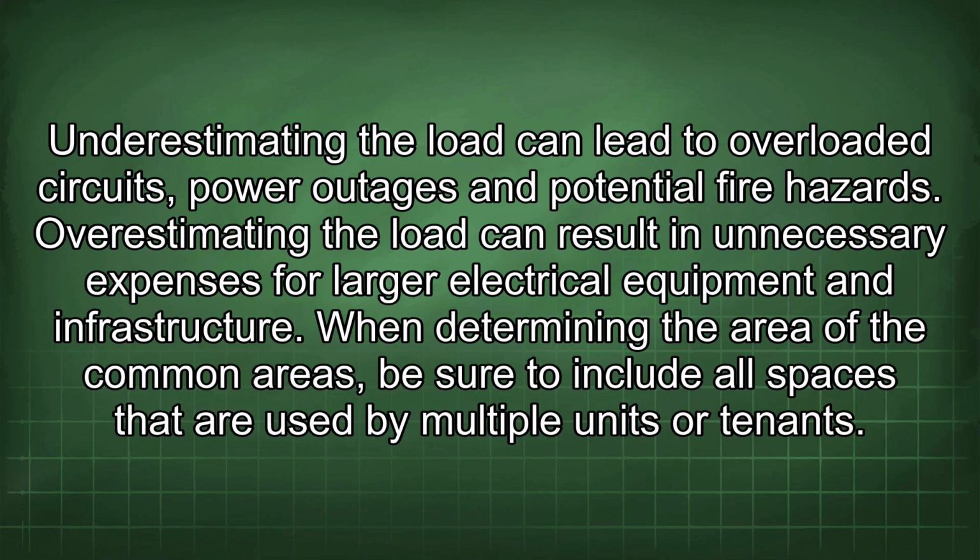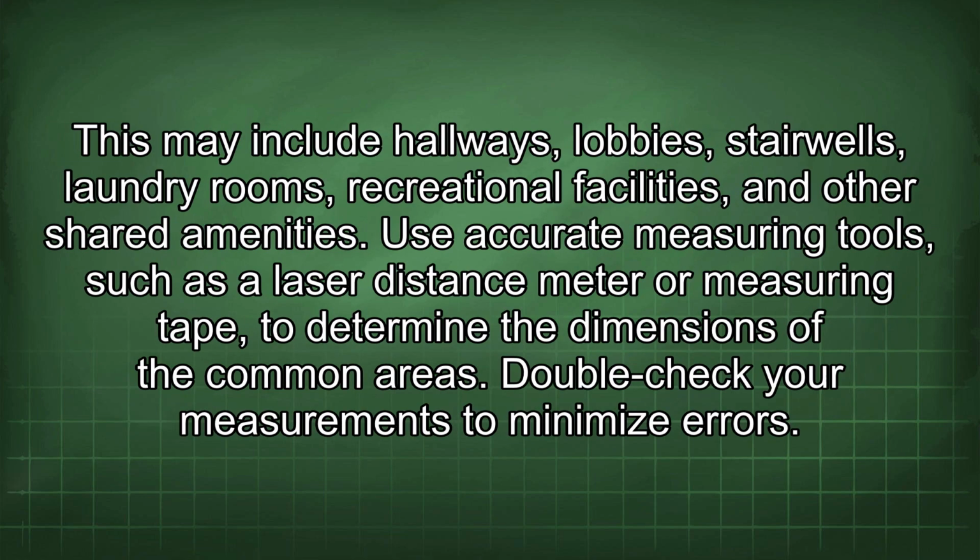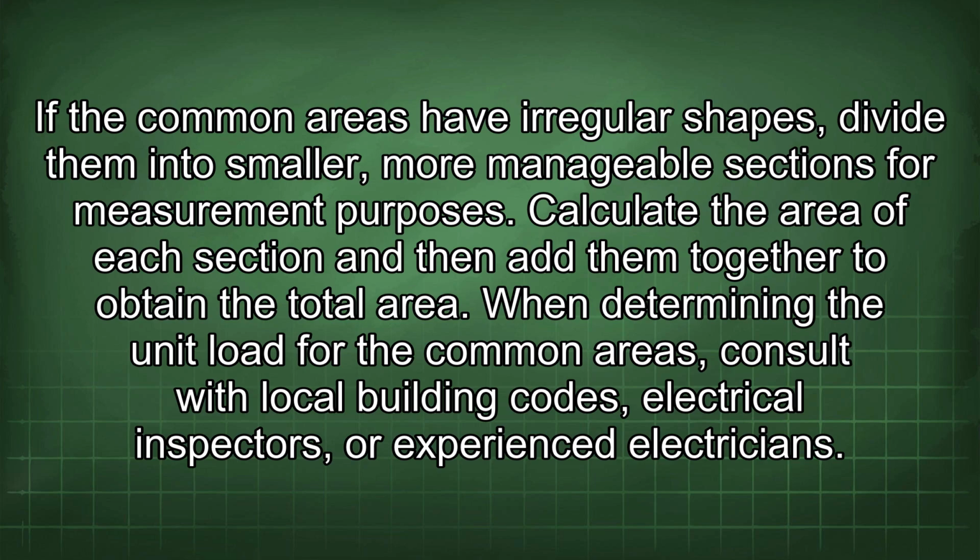When determining the area of the common areas, be sure to include all spaces that are used by multiple units or tenants. This may include hallways, lobbies, stairwells, laundry rooms, recreational facilities, and other shared amenities. Use accurate measuring tools such as a laser distance meter or measuring tape to determine the dimensions of the common areas. Double-check your measurements to minimize errors. If the common areas have irregular shapes, divide them into smaller, more manageable sections for measurement purposes. Calculate the area of each section and then add them together to obtain the total area.